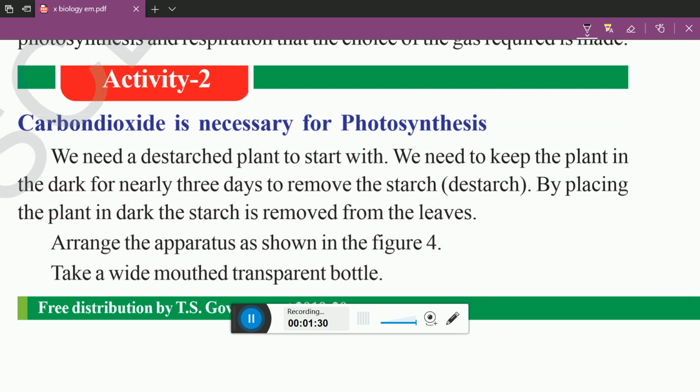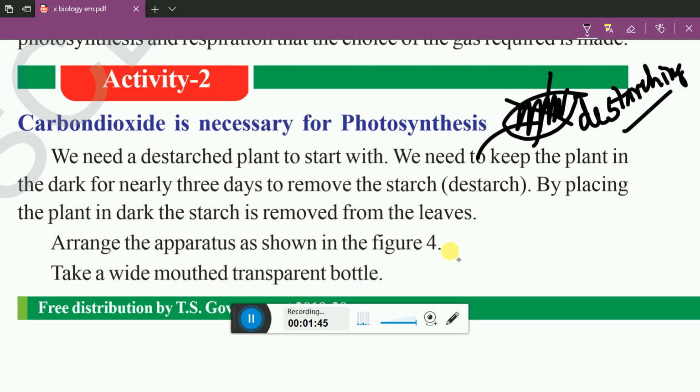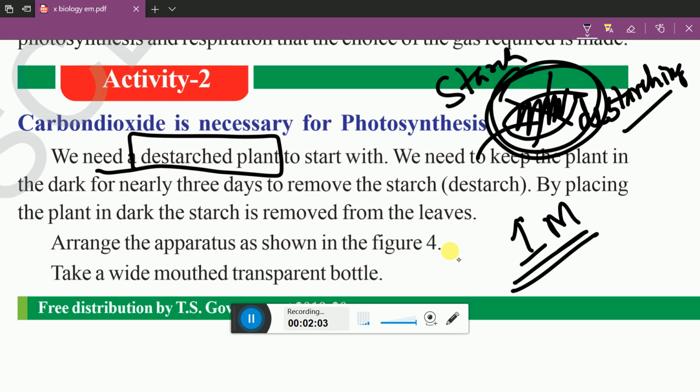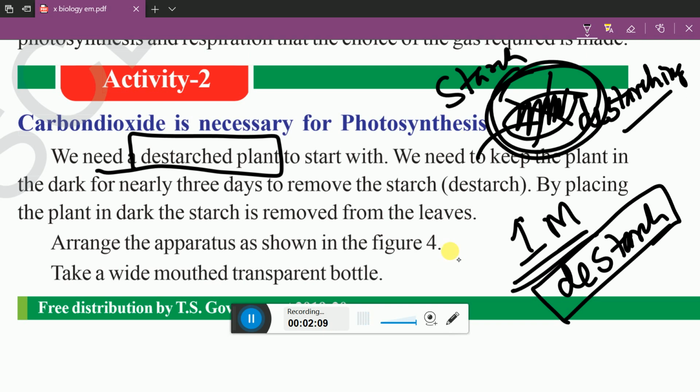De-starching means removal of starch from the leaf. Starch is present, so we remove it by a process called de-starching. What is a de-starched plant? In your exam they will ask this for 1 mark. You need to write that when we remove starch from the leaf, it is called de-starching. In the name itself it is removal of starch. De means to remove in the Greek language.